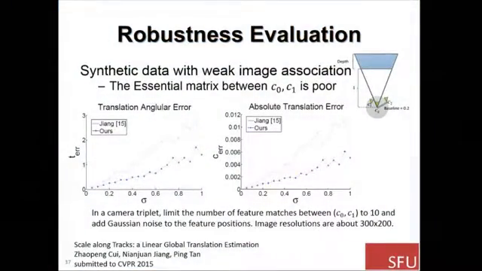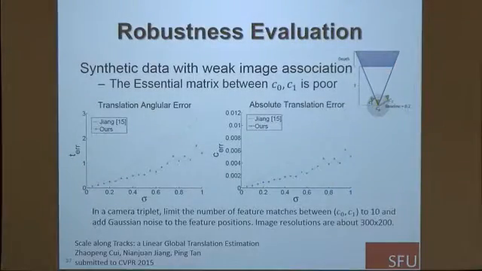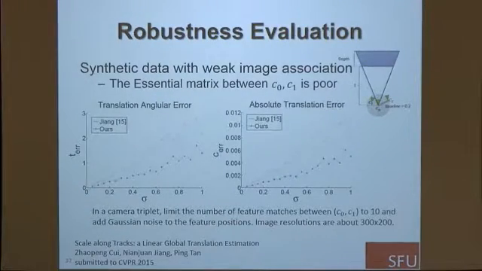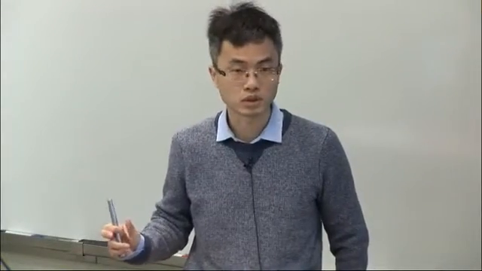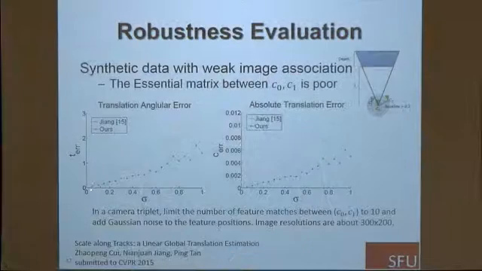And this slide shows an evaluation on synthetic data with weak data association. This is the particular case of 3 cameras. We generate 3 synthetic cameras and some 3D points in this space and project them to all cameras to compute the essential matrix and then to solve the reconstruction problem. We make the essential matrix between 2 of the cameras very poor by limiting the number of feature correspondences to 10 and adding significant Gaussian noise to the location of the feature points. In that way, we make the essential matrix estimation between 2 of the cameras very bad, and then we plot the position error of the cameras with respect to different amounts of Gaussian noise on the feature locations, and we find our method is more robust than our previous method.